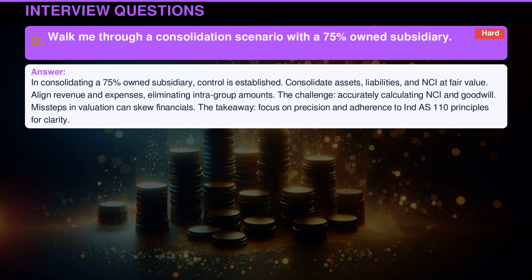In consolidating a 75% owned subsidiary, control is established. Consolidate assets, liabilities, and NCI at fair value. Align revenue and expenses, eliminating intragroup amounts. The challenge: accurately calculating NCI and goodwill. Missteps in valuation can skew financials. The takeaway: focus on precision and adherence to Indian Accounting Standard 110 principles for clarity.